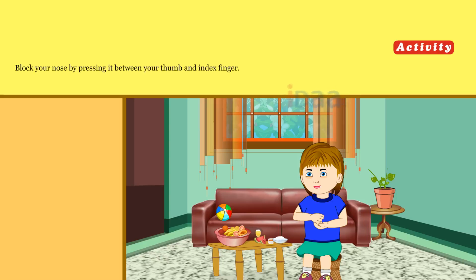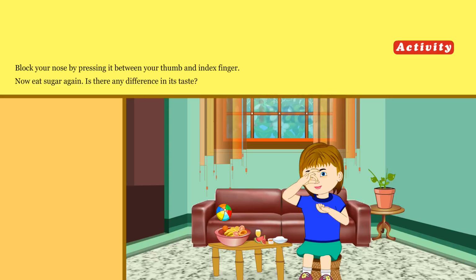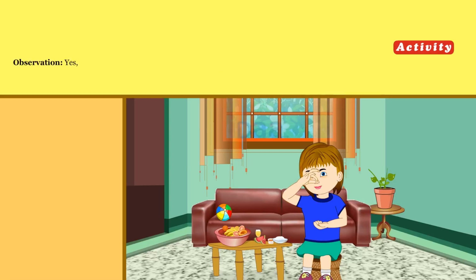Activity. Block your nose by pressing it between your thumb and index finger. Now eat sugar again. Is there any difference in its taste? Observation. Yes, there is a noticeable difference in its taste.